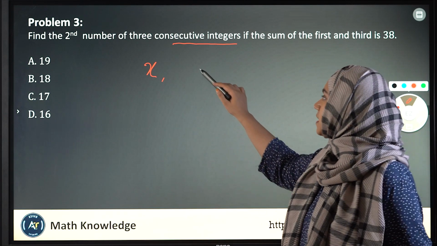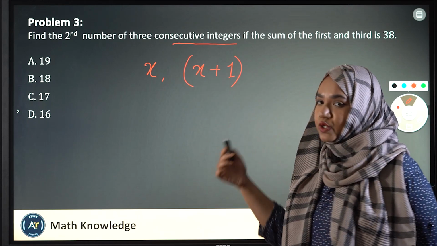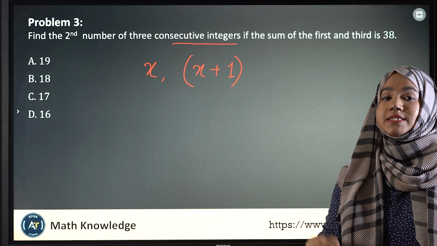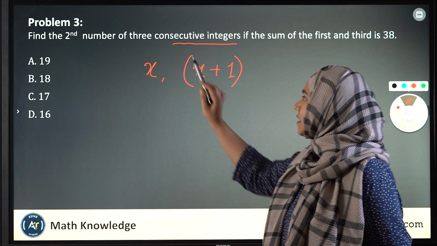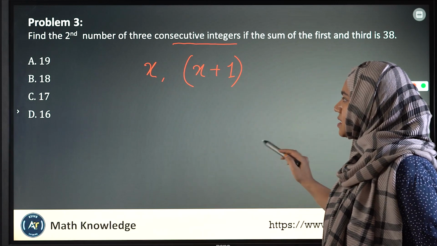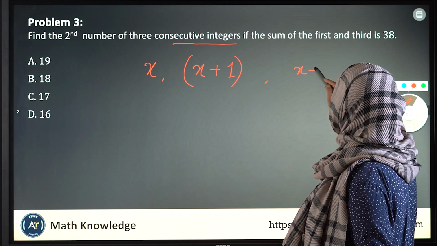Is going to be x plus 1. You know why? Because the consecutive number of 1 was 2, which means that there was a 1 gap. The consecutive number for 2 was 3, which means once again there was a 1 gap. So if there are 3 consecutive integers, one is x, the other is x plus 1, and the other is going to be x plus 2.